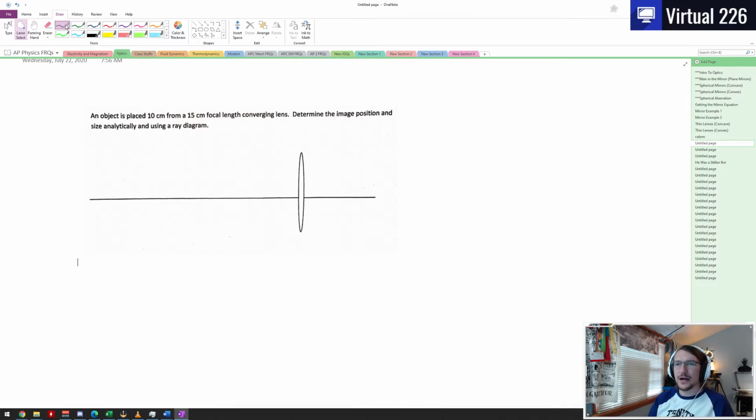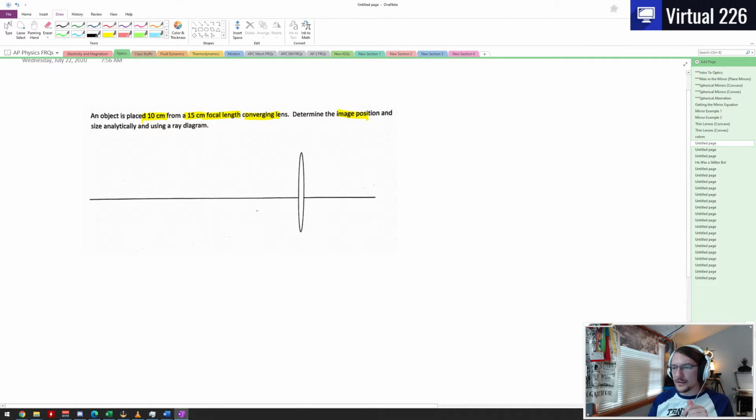Okay, so we are looking at another lens problem where we're using the mirror lens equation. In this problem, we have an object that's placed 10 centimeters from a 15 centimeters focal length lens. And it's a converging lens here. So we have a double convex lens, it's converging. We're asked to determine the image position and the size analytically and using a ray diagram.